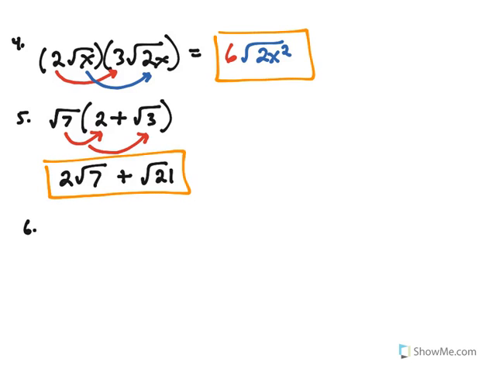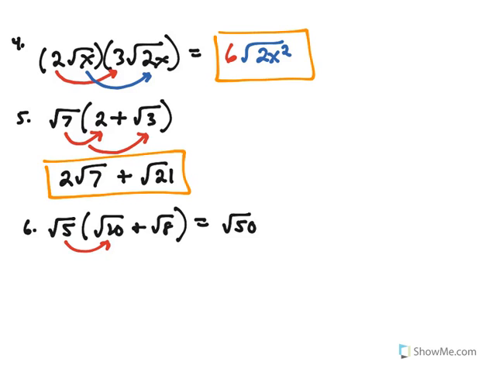Okay, let's look at another example. Square root of 5 times the square root of 10 plus the square root of 8. So we're going to go ahead and apply the distributive property. And when we do that, the square root of 5 times the square root of 10 is, in fact, the square root of 50. And then we're going to multiply square root of 5 times the square root of 8. And that's going to give us the square root of 40.